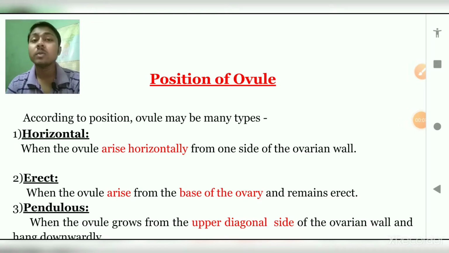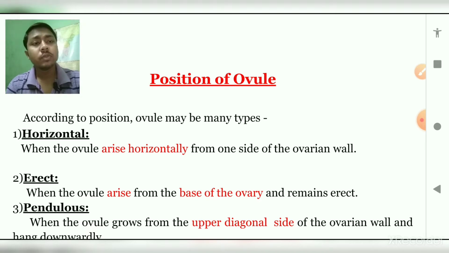And now in today's video we're discussing the position of the ovule. According to position, basically 5 types of ovule are present in an angiosperm flower. These types are the horizontal type, erect type, pendulous type, ascending type, and also the suspended type of ovule. So these 5 types we discuss in this video.